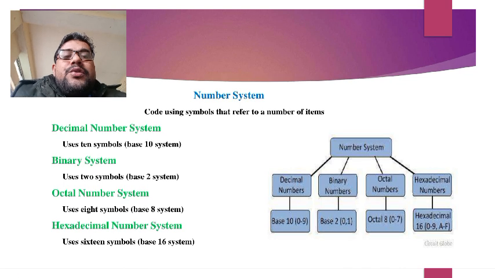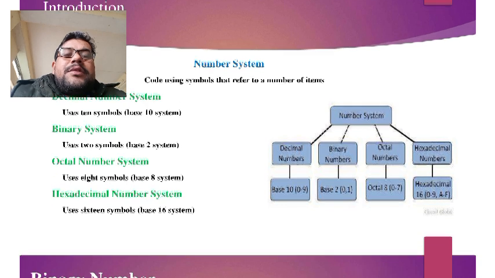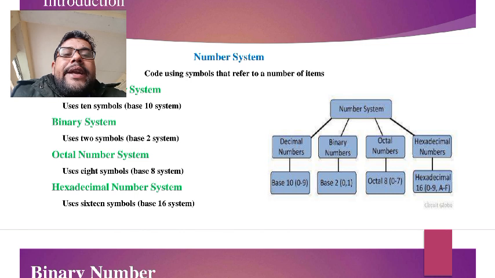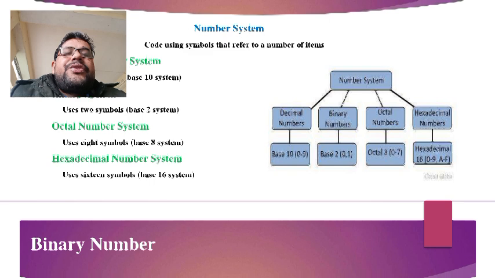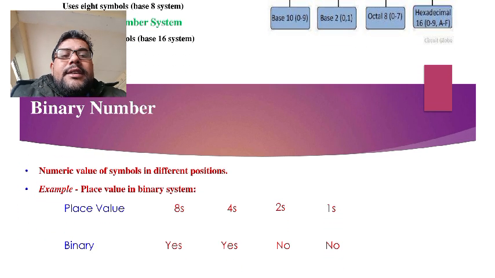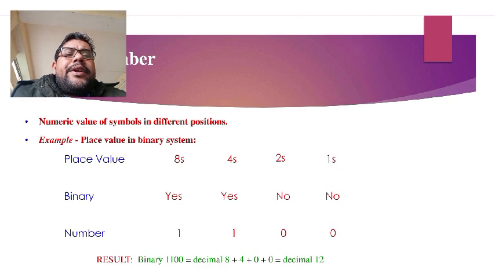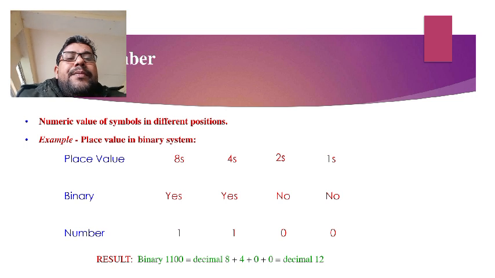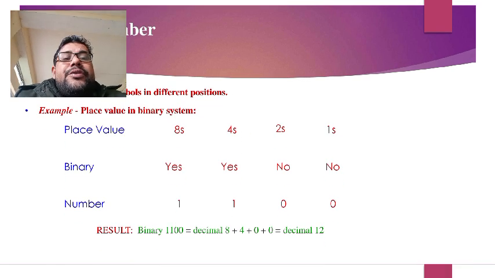The decimal number system uses base 10, and the binary system uses base 2. The octal number system uses 8 symbols, and hexadecimal uses 16 symbols. This is the number representation. In binary, the numeric value of each place is different. For example, in the places 8s, 4s, 2s, and 1s, in binary we can have 8s yes, 4s yes, 2s no, and 1s no.